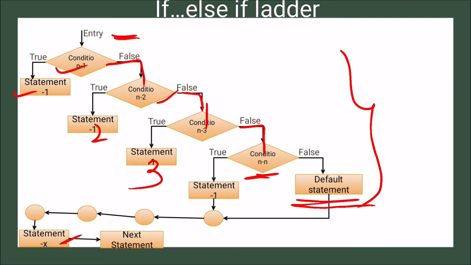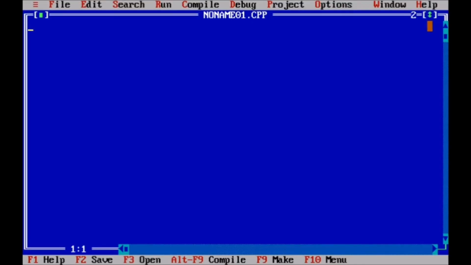Now we see the programming part of the if else if ladder, how it is executed in a C program. Now let us see the example. We again take the example of finding the maximum number from three numbers, so you can easily compare the nested if else and the if else if ladder.